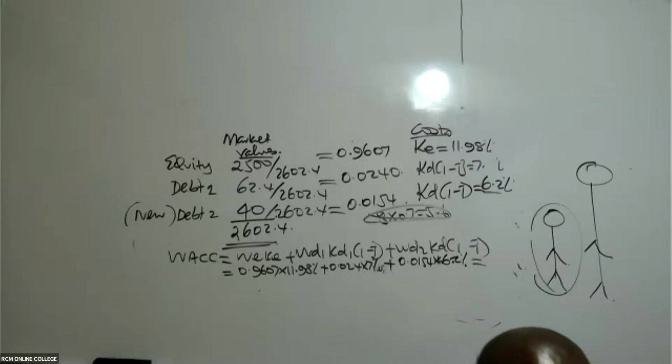So you take your calculator: 0.9607 times 11.98 plus 0.024 times 7 plus 0.0154 times 6.2. Is there somebody who is able to see 11.7 or something around there? I'm getting 11.77.